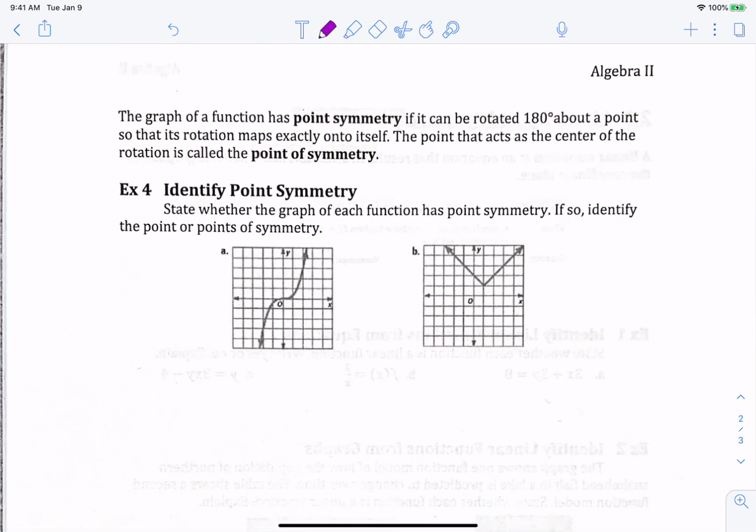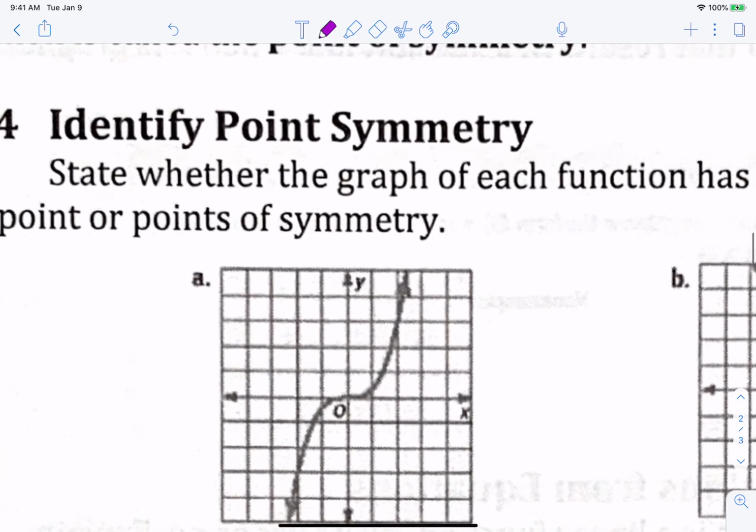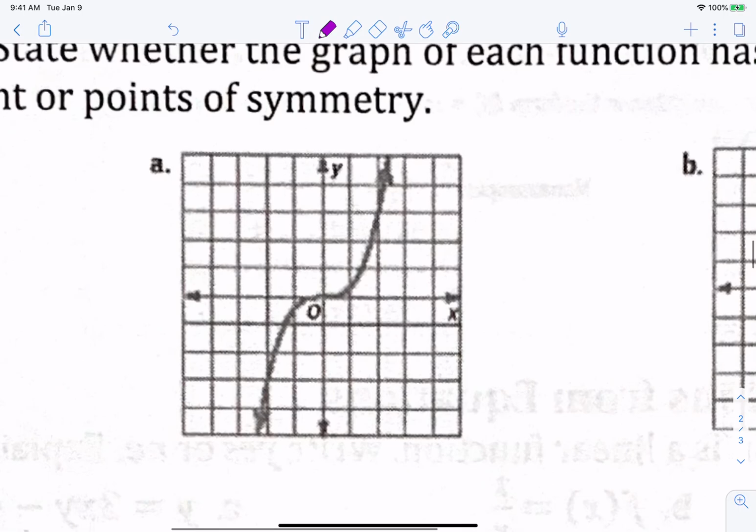This is called point symmetry. In geometry, this is often called rotational symmetry. So what I'm going to do is rotate this thing and try to see if it is the same as what it was before. Okay, so this guy right here, A, if I rotate him somehow, is there a way that he will look exactly the same?